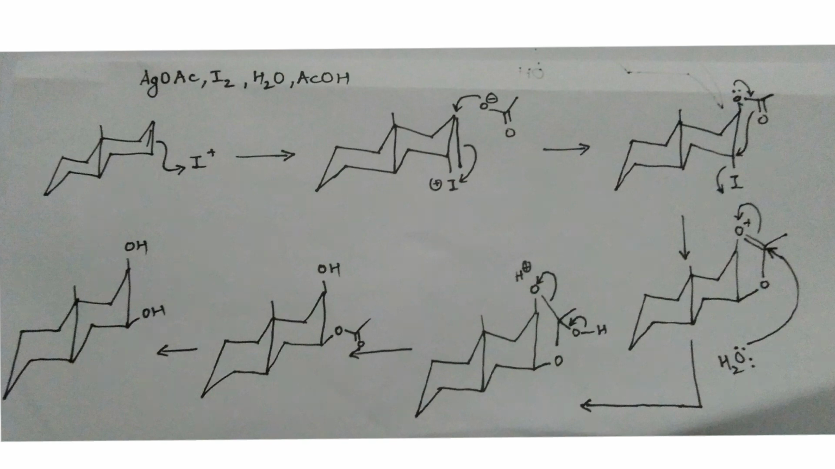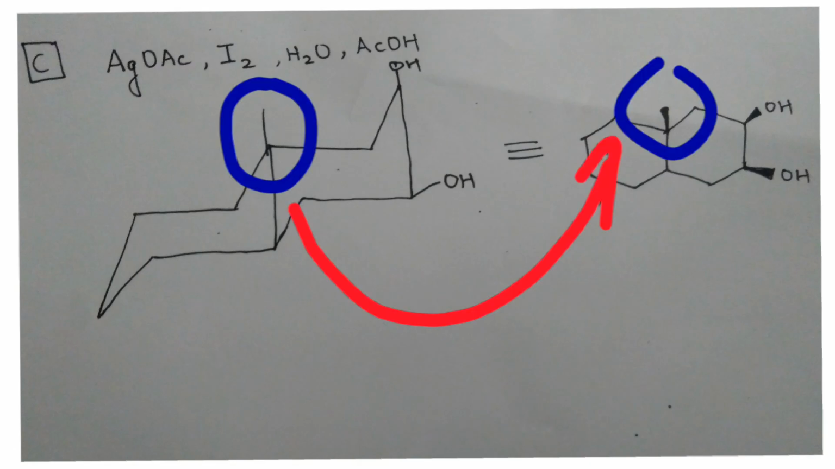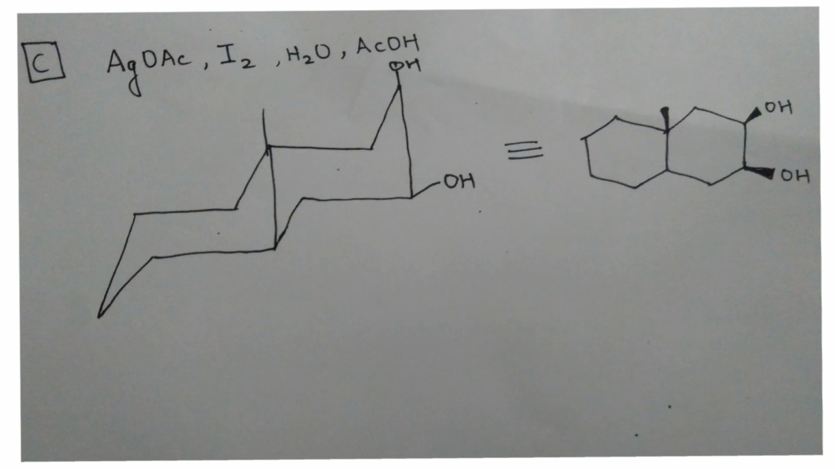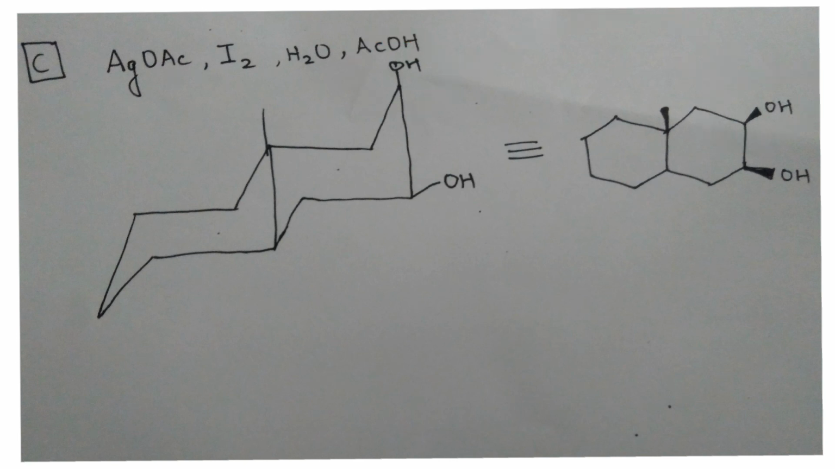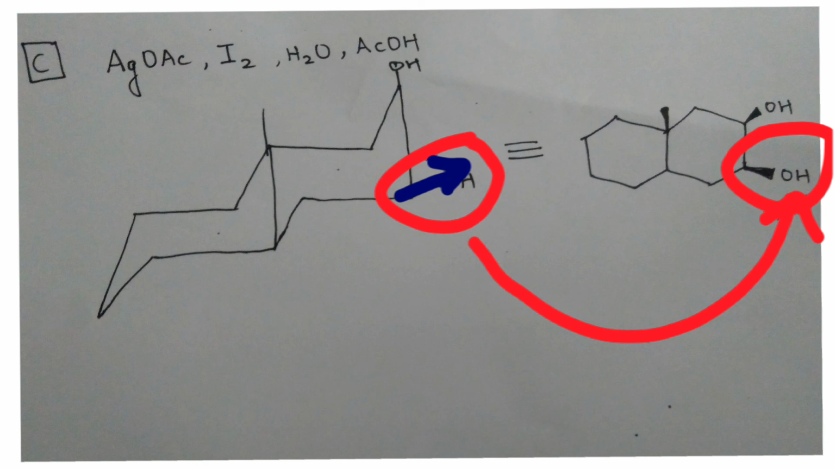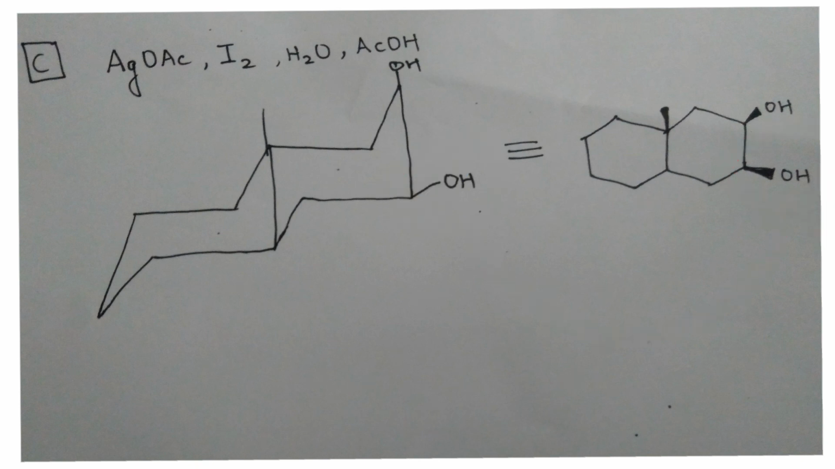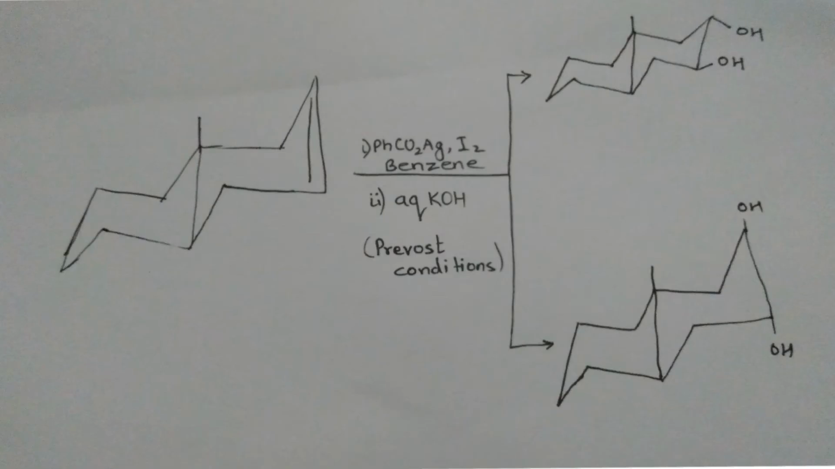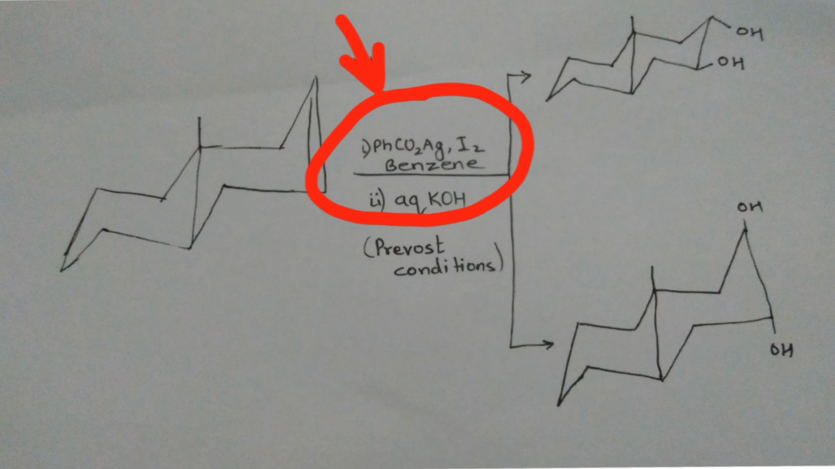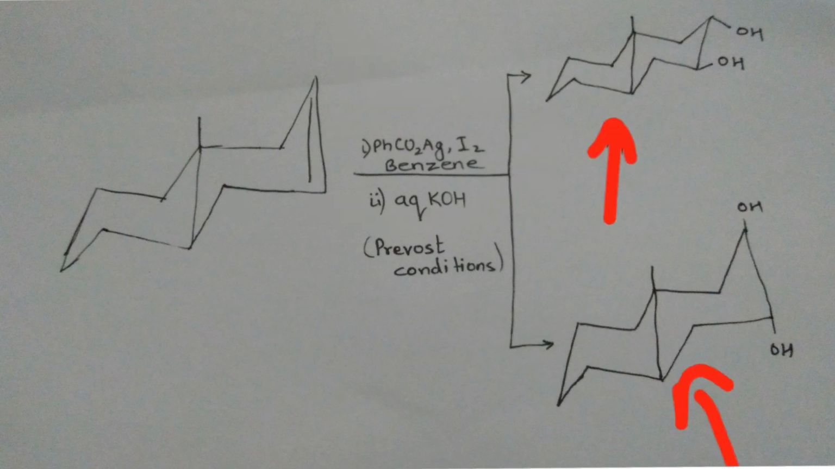When you draw it in the normal hexagonal shape, this methyl group again in the axial position, so wedge thick line, and this above the plane of the paper again thick line, and this OH again above the plane of the paper, so thick line. Option 3 becomes the right choice. There is another way of achieving anti-dihydroxylation by the Prevost conditions. This is the reagents used, and it will lead to the formation of these products.